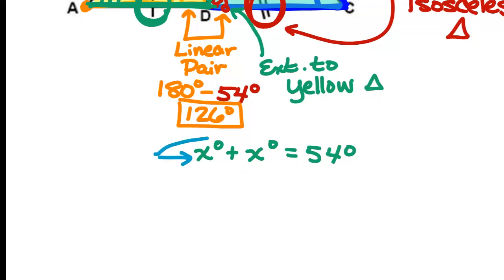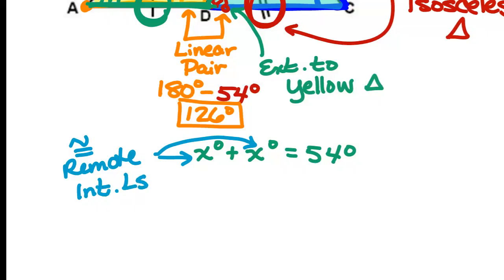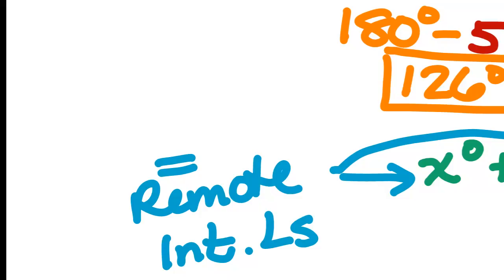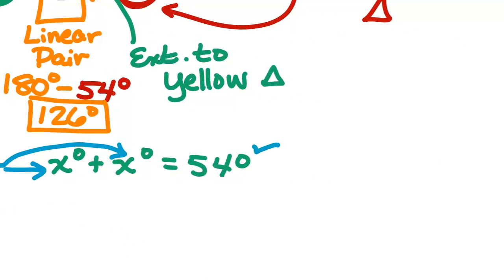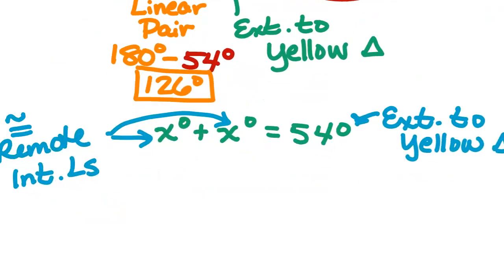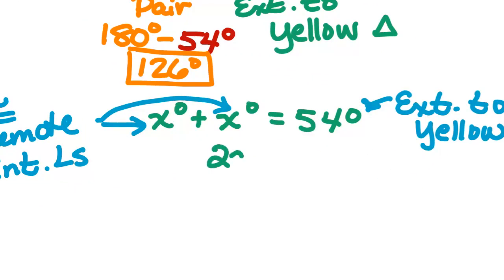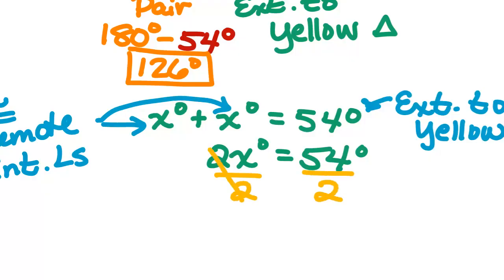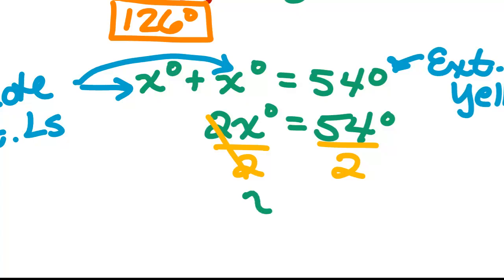These two angles here are the congruent remote interior angles. We know they're congruent because they're part of an isosceles triangle. And this 54-degree angle is exterior to the yellow triangle. So I would have 2x equals 54. And then I divide both sides by 2. What is 54 divided by 2? 27. So x degrees equals 27 degrees.